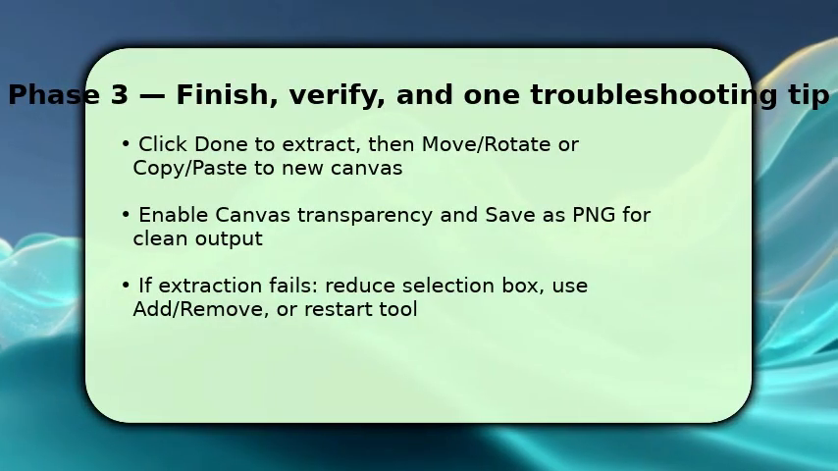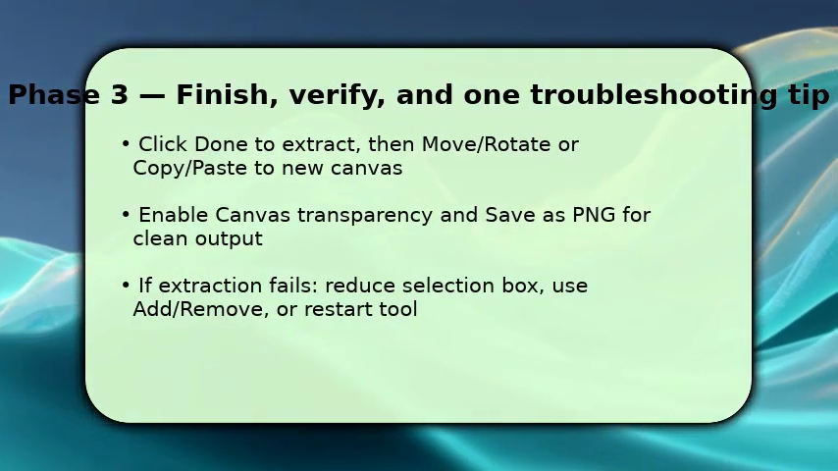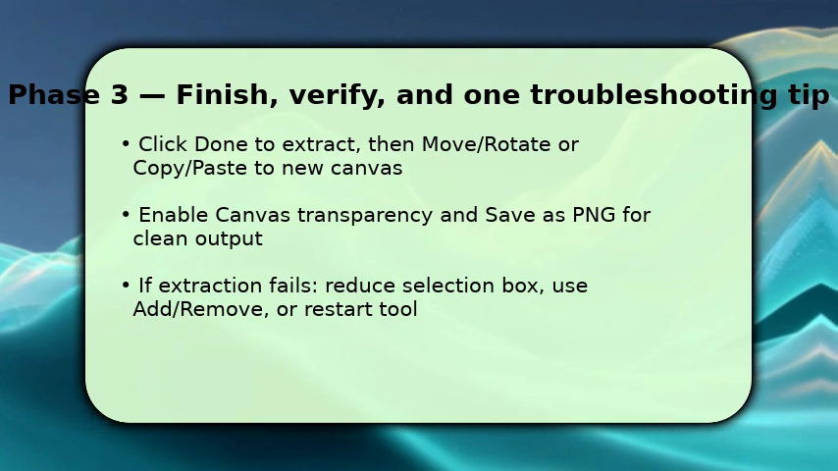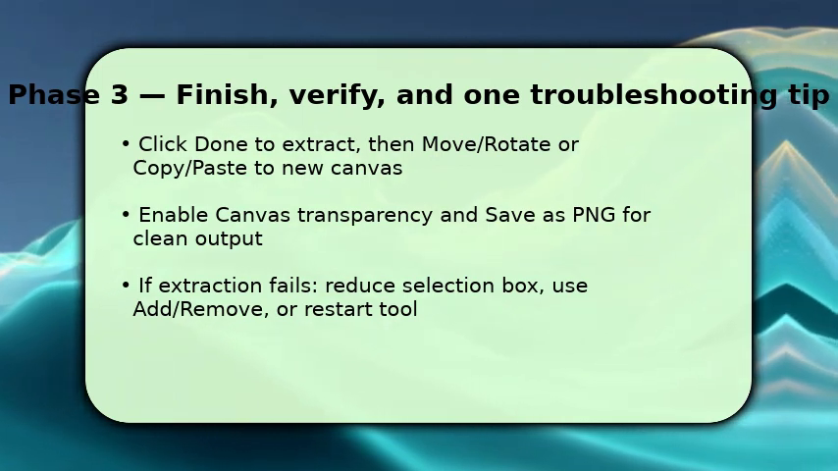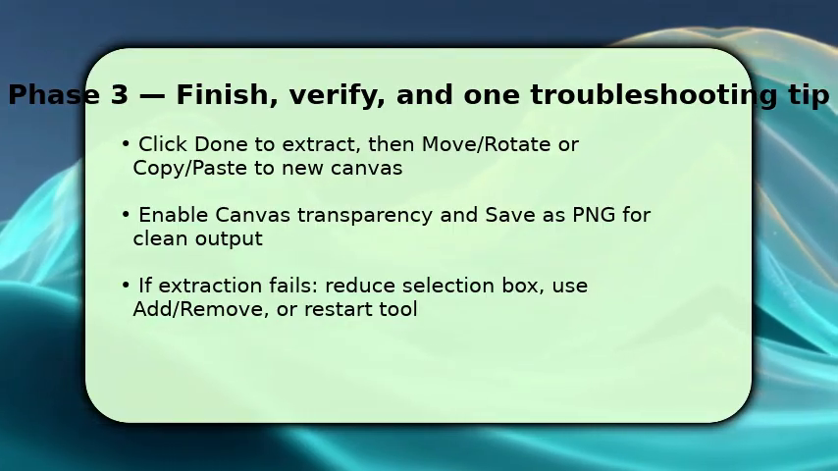Once separated, move, rotate, or copy it to a new canvas. If you need a transparent background, enable Canvas Transparency and save as PNG to preserve alpha. Make sure to tidy edges with the Erase tool if necessary.